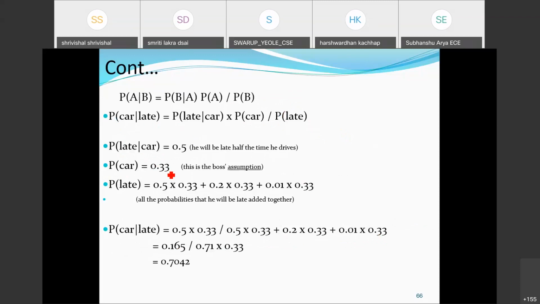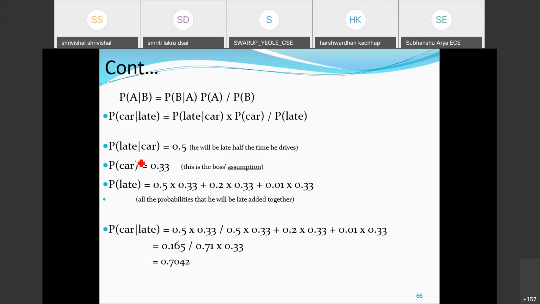And as per his boss's assumption, 1 by 3 is assigned to each mode of transportation: car, train, bus. So the probability that he is late is 1 by 3 into 0.5 for the car, 1 by 3 into 0.2 for the bus, and 1 by 3 into 0.01 for the train. This is the total probability that he will be late. So we already know that the person is late. With respect to the given information, we are trying to find out the possibility that he traveled by car, as we already know Bob is late.